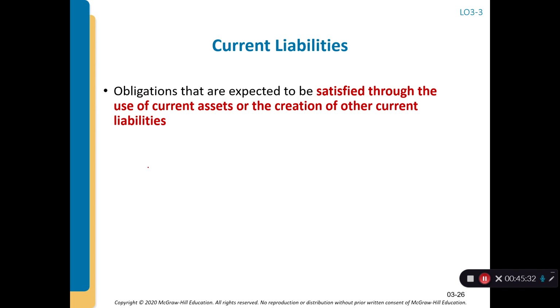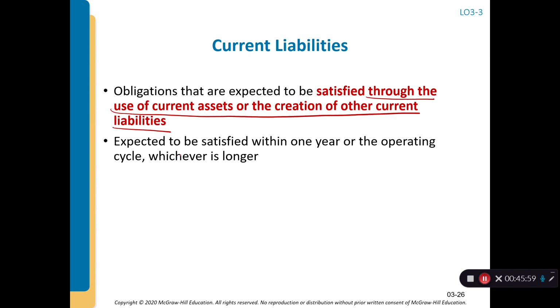Okay, current liability stands for the obligations that are expected to be satisfied through the use of current assets or creation of other current liabilities. So in other words, this classification includes all liabilities that are expected to be satisfied within 1 year from the balance sheet date, right? Or within the operating cycle, whichever is longer.